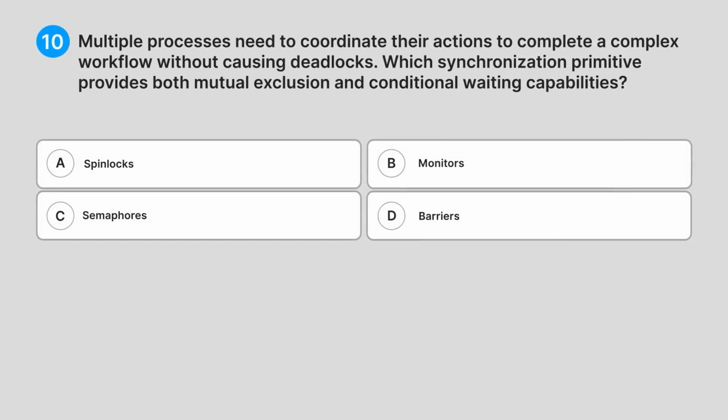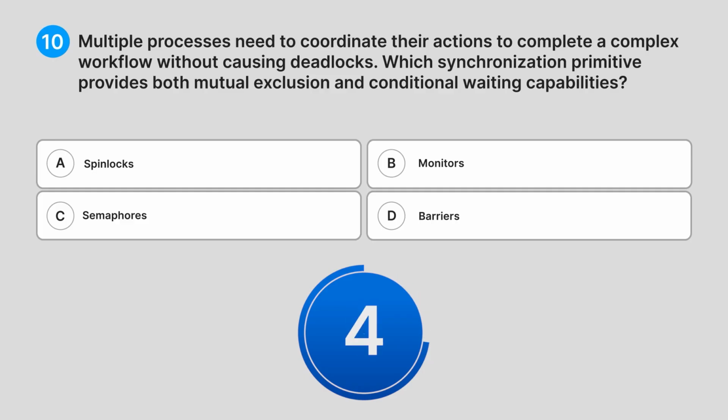10. Multiple processes need to coordinate their actions to complete a complex workflow without causing deadlocks. Which synchronization primitive provides both mutual exclusion and conditional waiting capabilities? A. Spin locks. B. Monitors. C. Semaphores. D. Barriers. Do you know the answer?